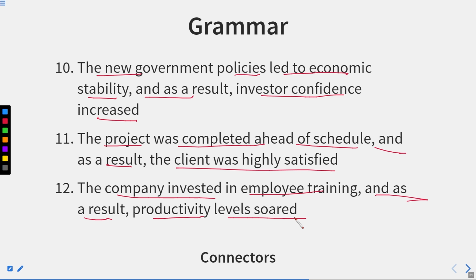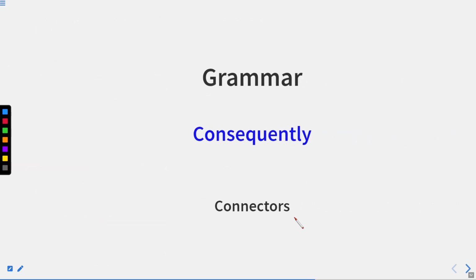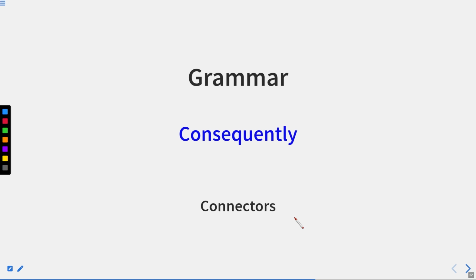So this is how we can use the word or the phrase as a result to show the conclusions of the statement which is given to us earlier. Now we'll discuss the word consequently. Again, this is actually an adverb that states the conclusions.